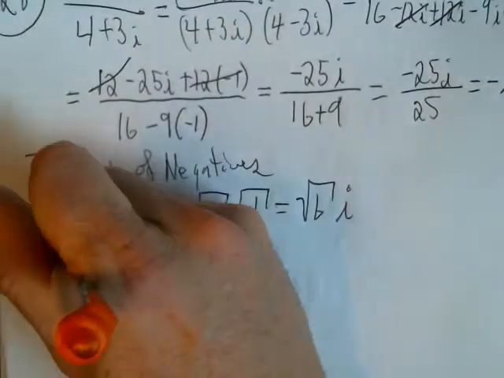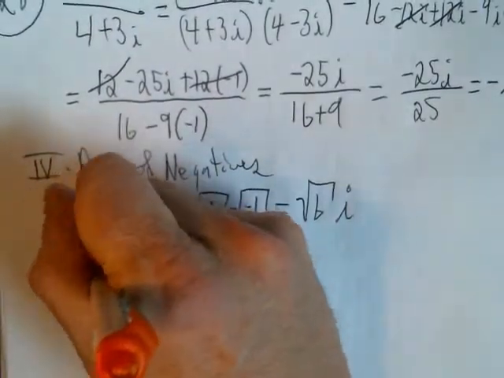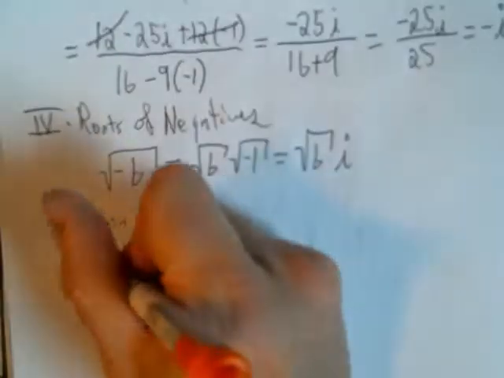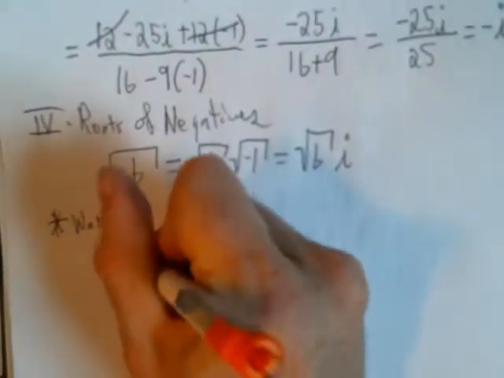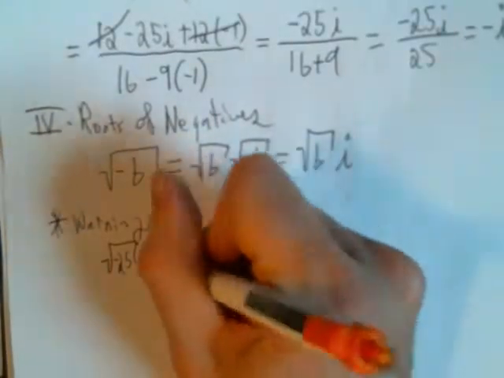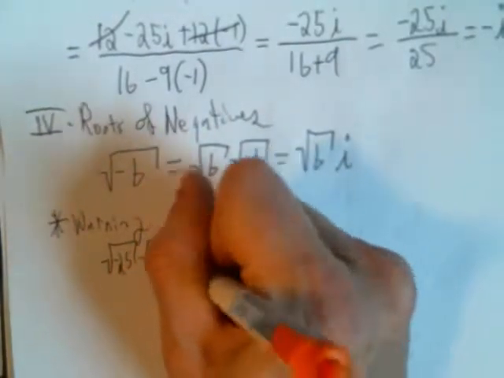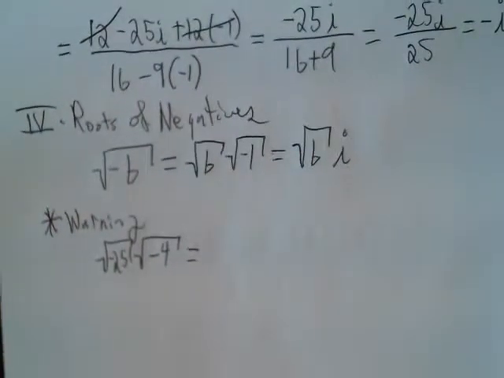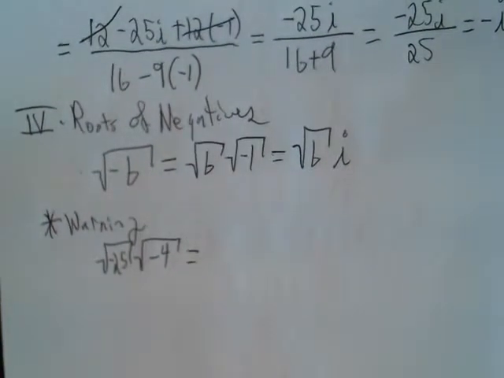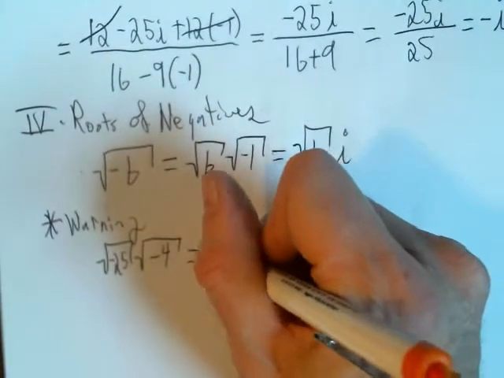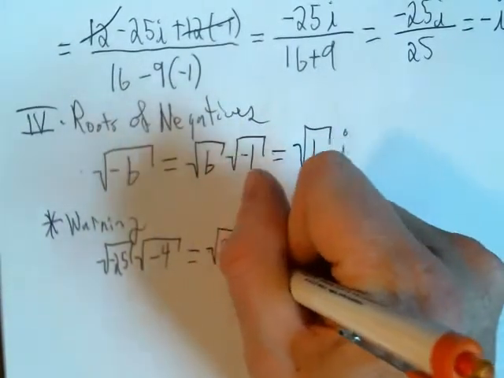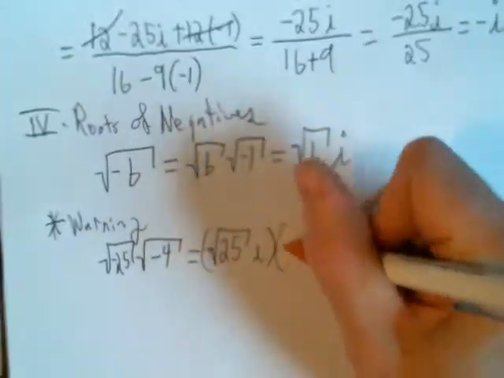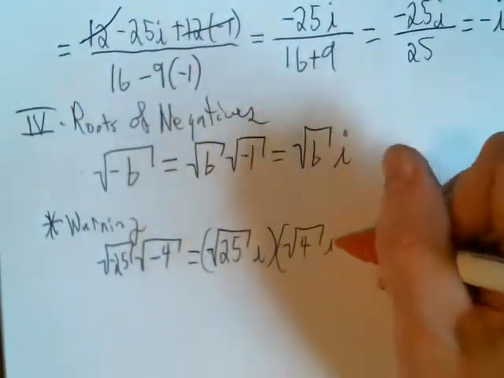There's a mild warning along the way here. It's a bit of weirdness that we need to worry about. If you have radical negative 25 times radical negative 4, they want you to march out the i's first. Okay, so what will that look like? It'll be square root 25i times square root 4i, right?